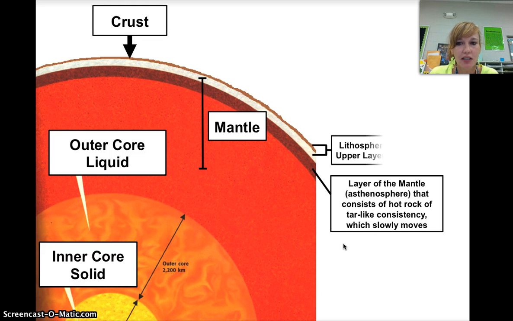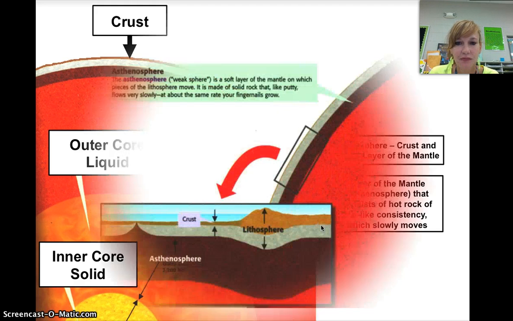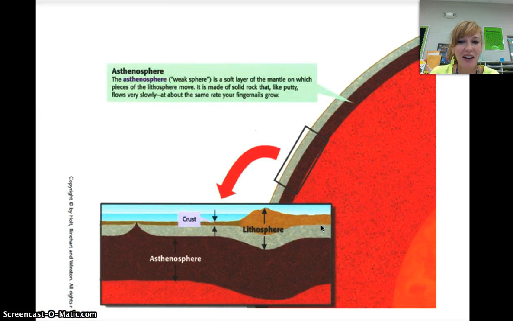And there's the crust. Now the crust, remember, is solid, and the upper part of the mantle is solid too, and that is called the lithosphere, the hard part of the earth. So that would be the crust, and the upper part of the mantle is the lithosphere. And then the layer of the mantle where it starts to ooze and get hot and liquidy is the asthenosphere. Practice saying that one.